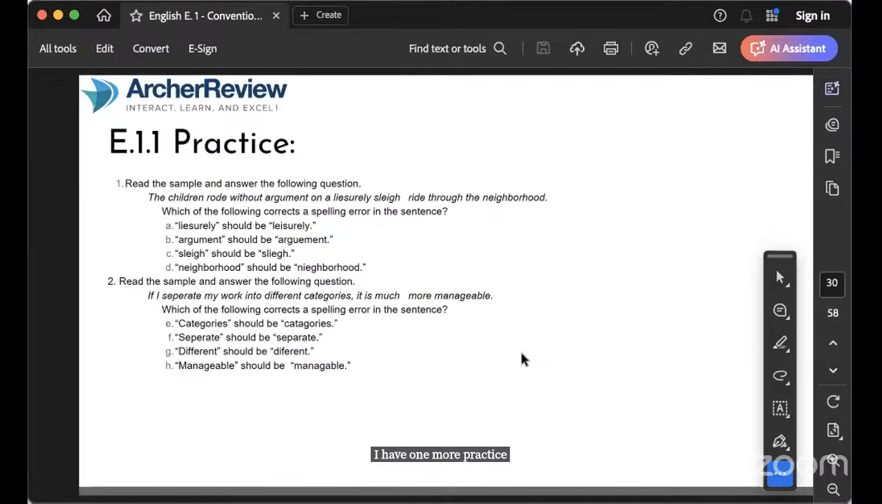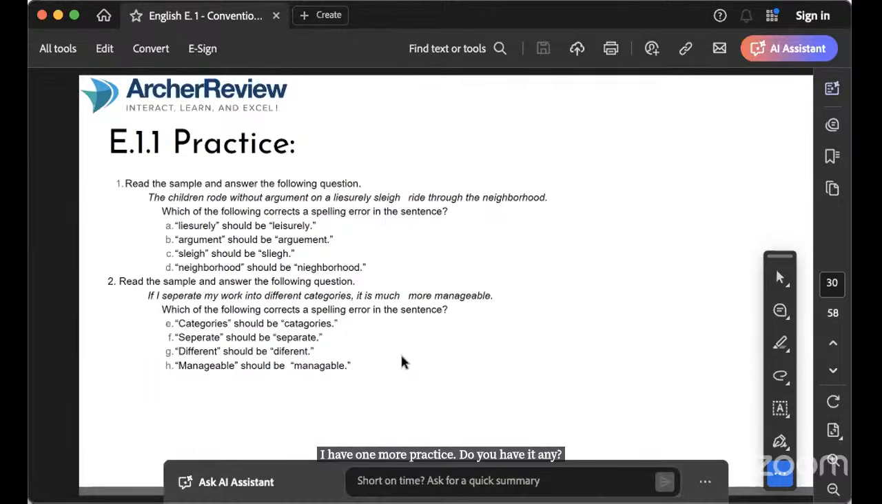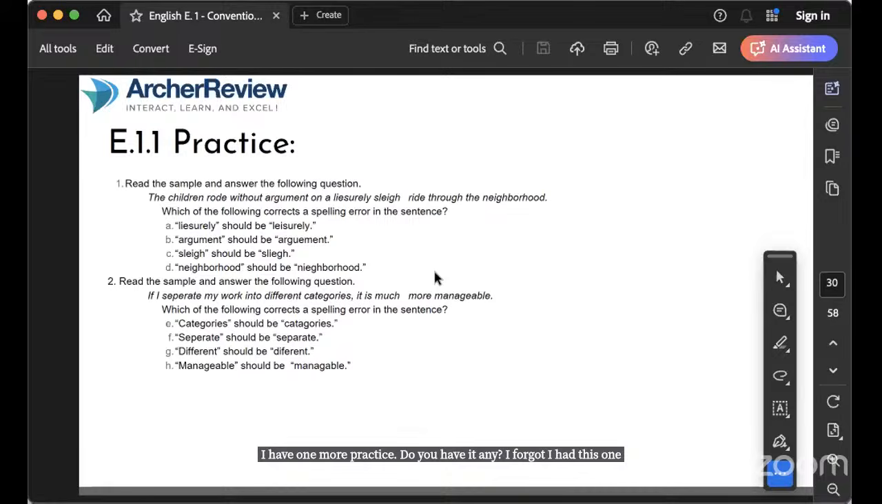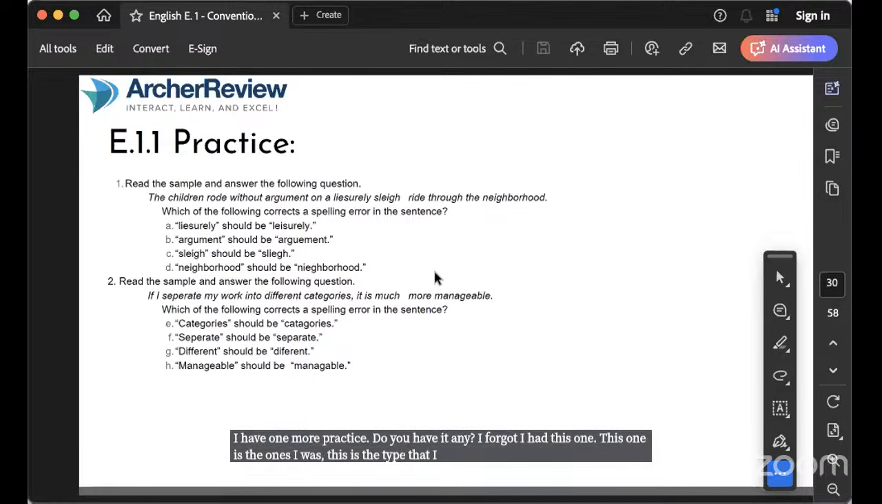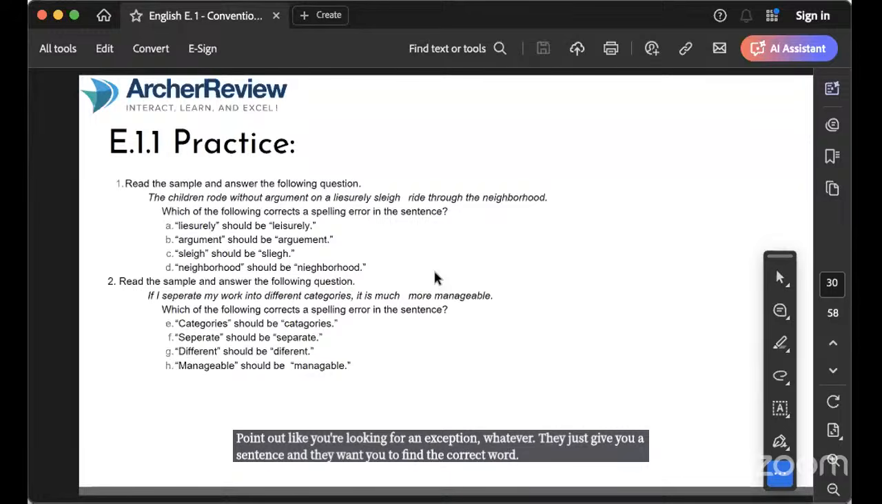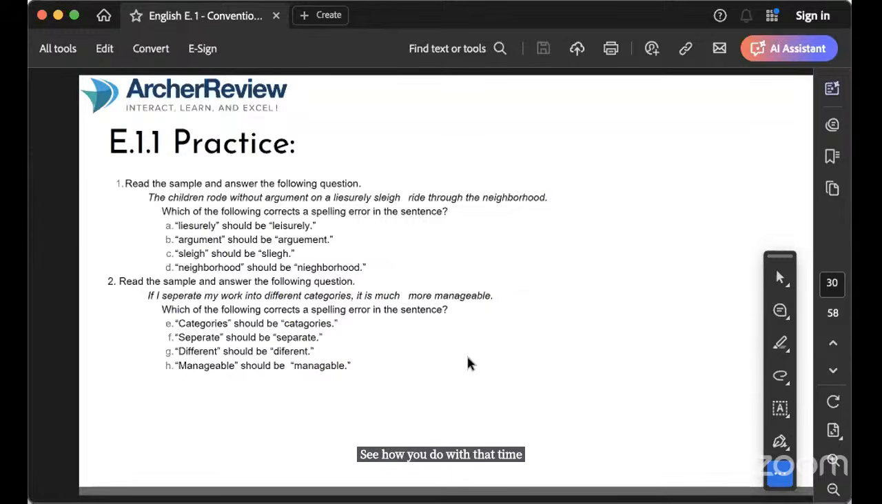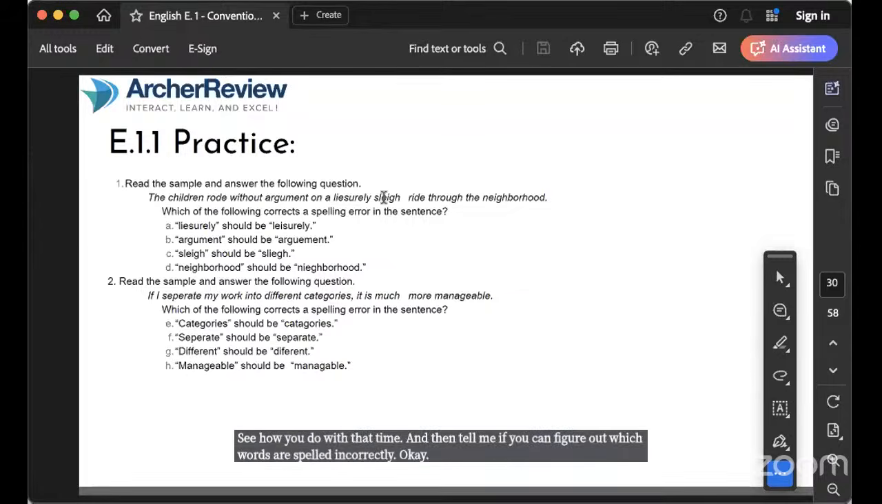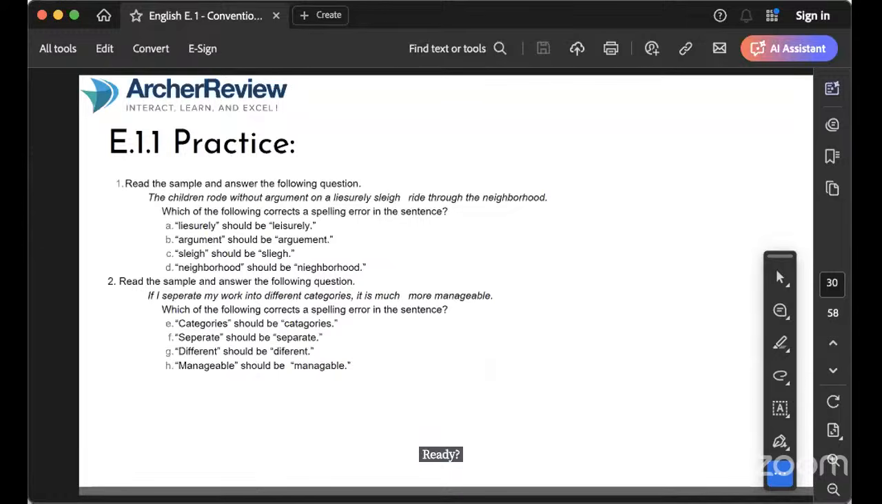Do you have it in you? I forgot I had this one. This is the type that I was telling you about where it's just that open question, where they don't really point out that you're looking for an exception. They just give you a sentence and they want you to find the correct word. So take a minute. I'm going to put a minute on the timer for this one, okay? See how you do with that time, and then tell me if you can figure out which words are spelled incorrectly, okay? Ready, set, and go.